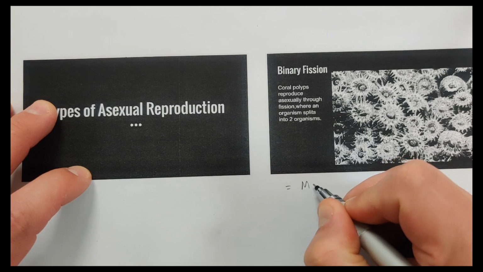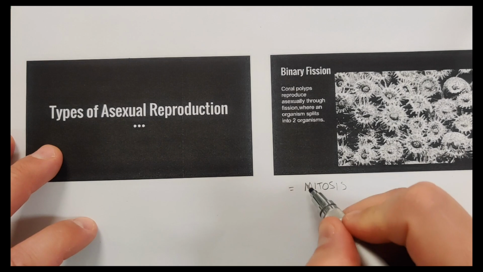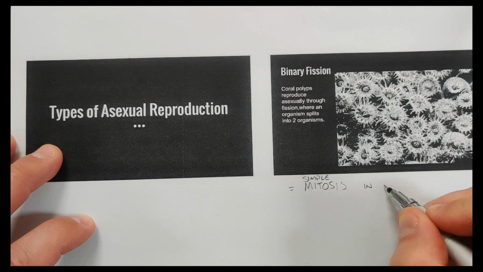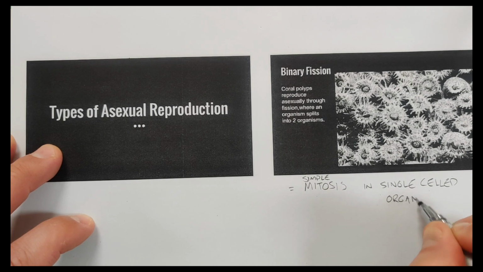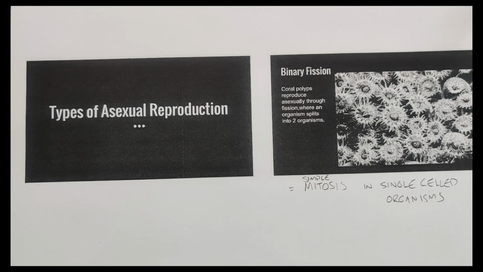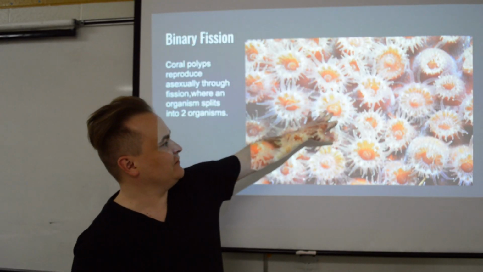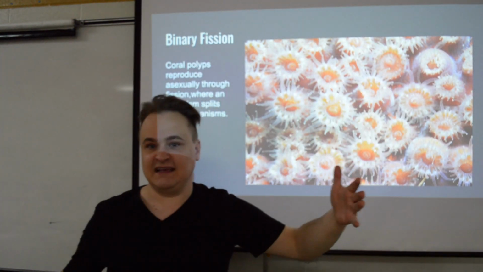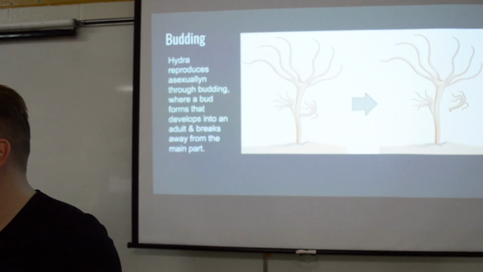equals mitosis. I might even change that and say equals simple mitosis in single-celled organisms. That's what I would probably say for that. That just means this thing is going to go through interphase, prophase, metaphase, anaphase, and telophase and make more copies of itself. Don't worry too much, because we're going to get into a much better explanation right away. This is just an overview.